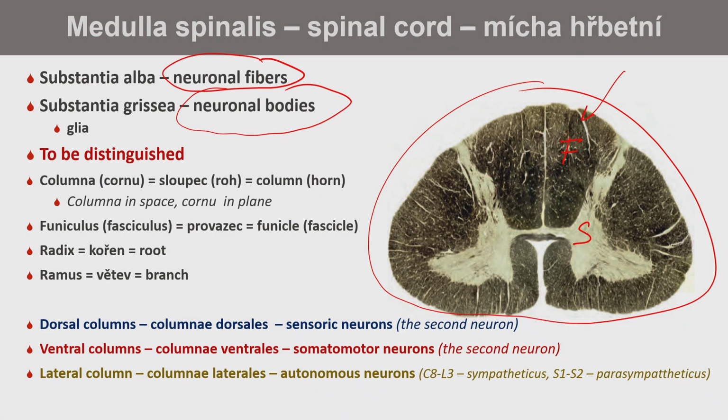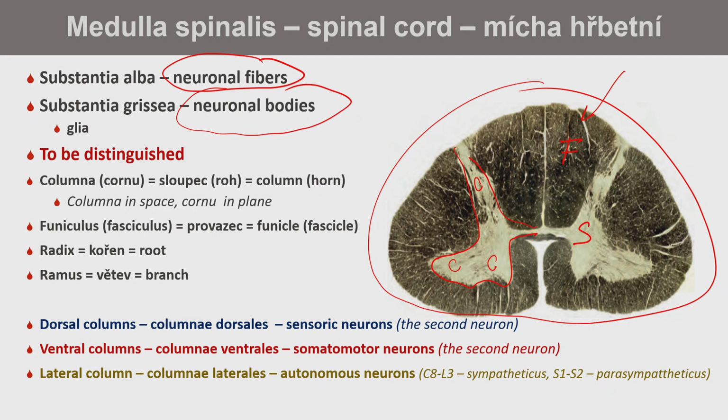And what has to be distinguished? We have many important names, sometimes similar, but what is to be distinguished is a columna and cornu. Columna cornu is a gray matter. So this is this structure. Columna in 3D, cornu in 2D.